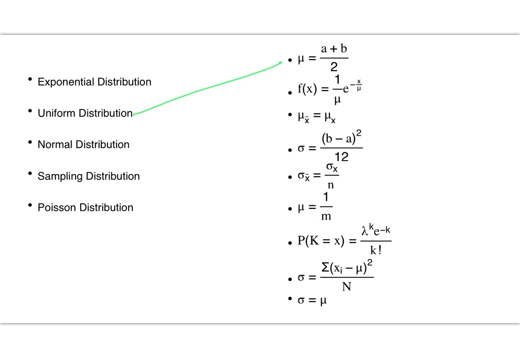Normal distribution would be mu x bar is equal to mu x. Normal distribution, mu of x bar will equal mu of x. Nope, we're actually going to take that back and say that's a sampling distribution. The average of all the averages equals the average in a sampling distribution.